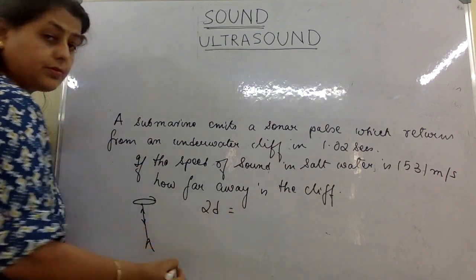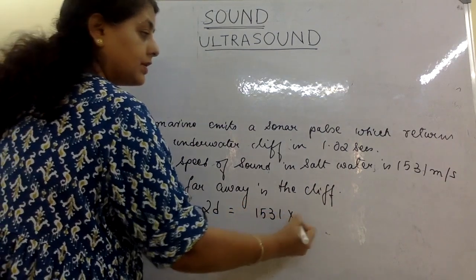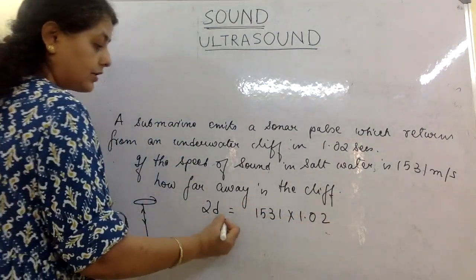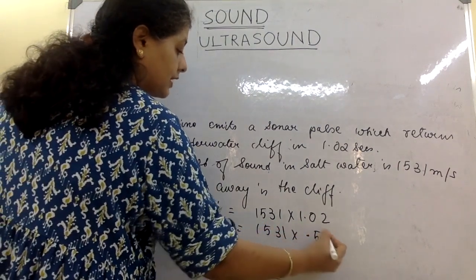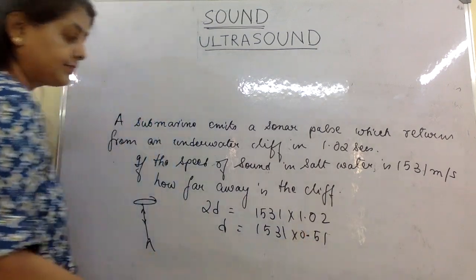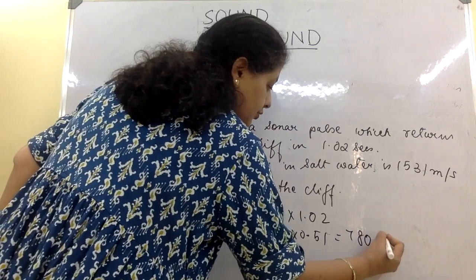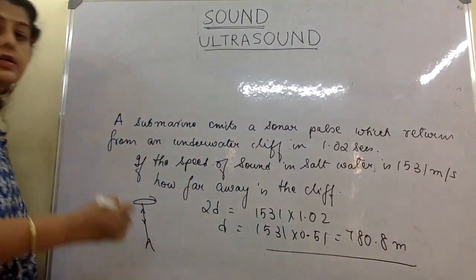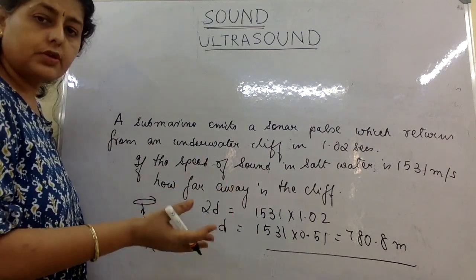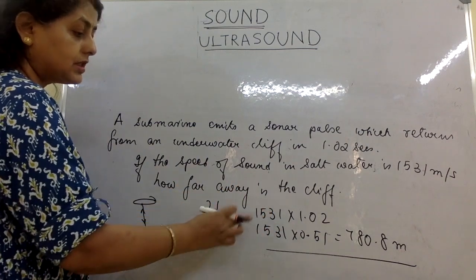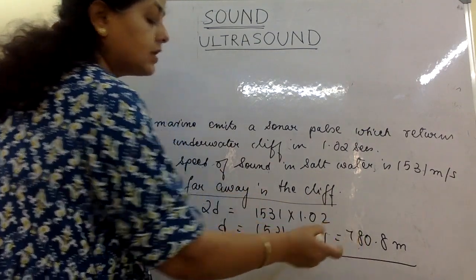Again, let's take 2d because it is going and then coming back. Distance is speed into time, and this is the time. So here 1531 into 0.51, which is 780.8 meters. So it is three-fourth of a kilometer. The distance of the cliff is about 780 meters away from the submarine.